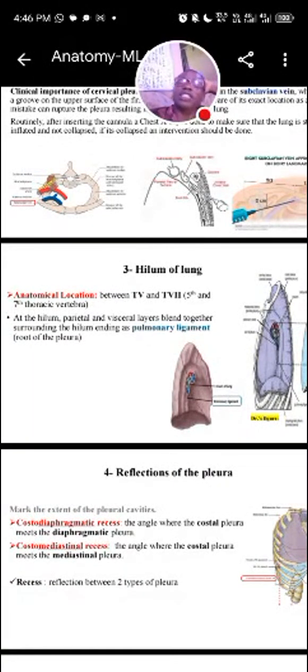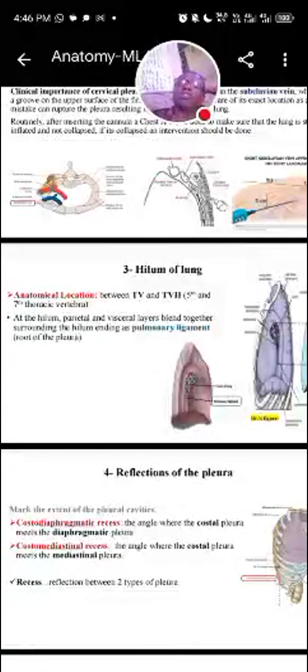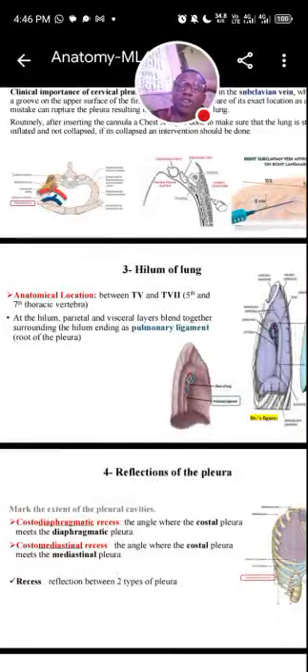Now, the rotator cuff muscles: supraspinatus, infraspinatus, teres minor, and subscapularis. Not subclavicle, subscapularis. Clavicle is in the other front.